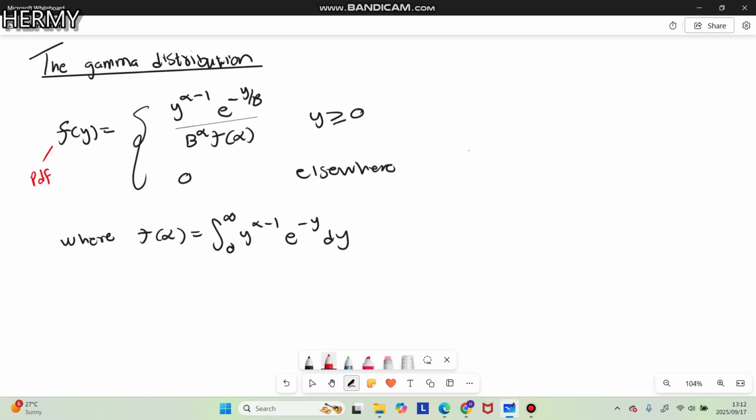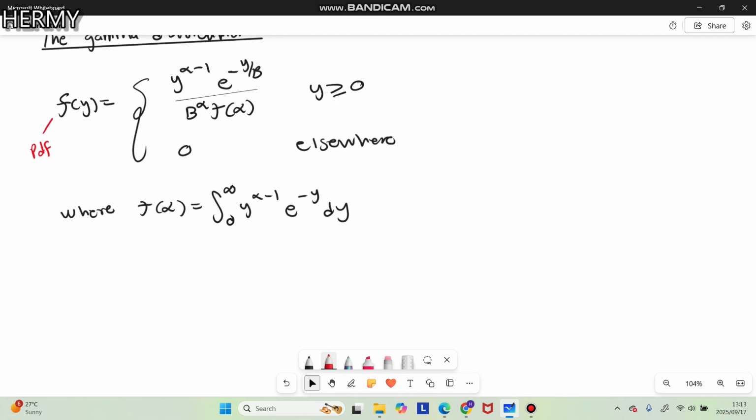So we want to find the expected value of y, and also we need to find the variance of y. Those are the two things that we have to find: the expected value and the variance. We should first start with the expected value.